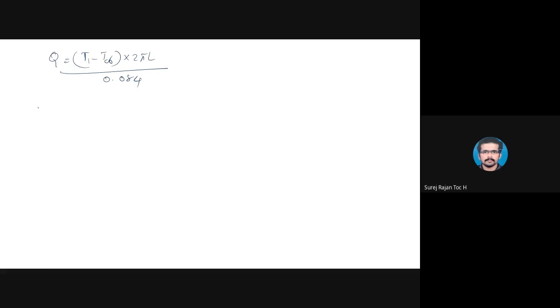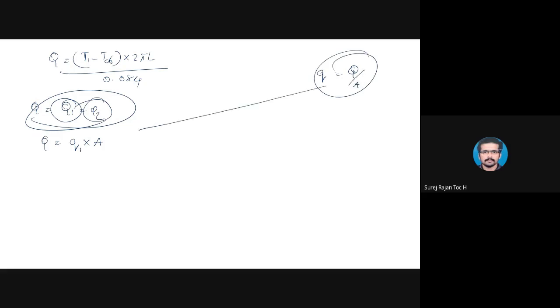For steady state, we already know that Q is equal to Q1 is equal to Q2. There are two modes of heat transfer taking place in this particular problem statement: one is by conduction and one is by convection. So what is Q1? Q1 means the heat flux of that particular conduction mode into that area. We know that heat flux is equal to Q divided by A. So from that you will get this equation.